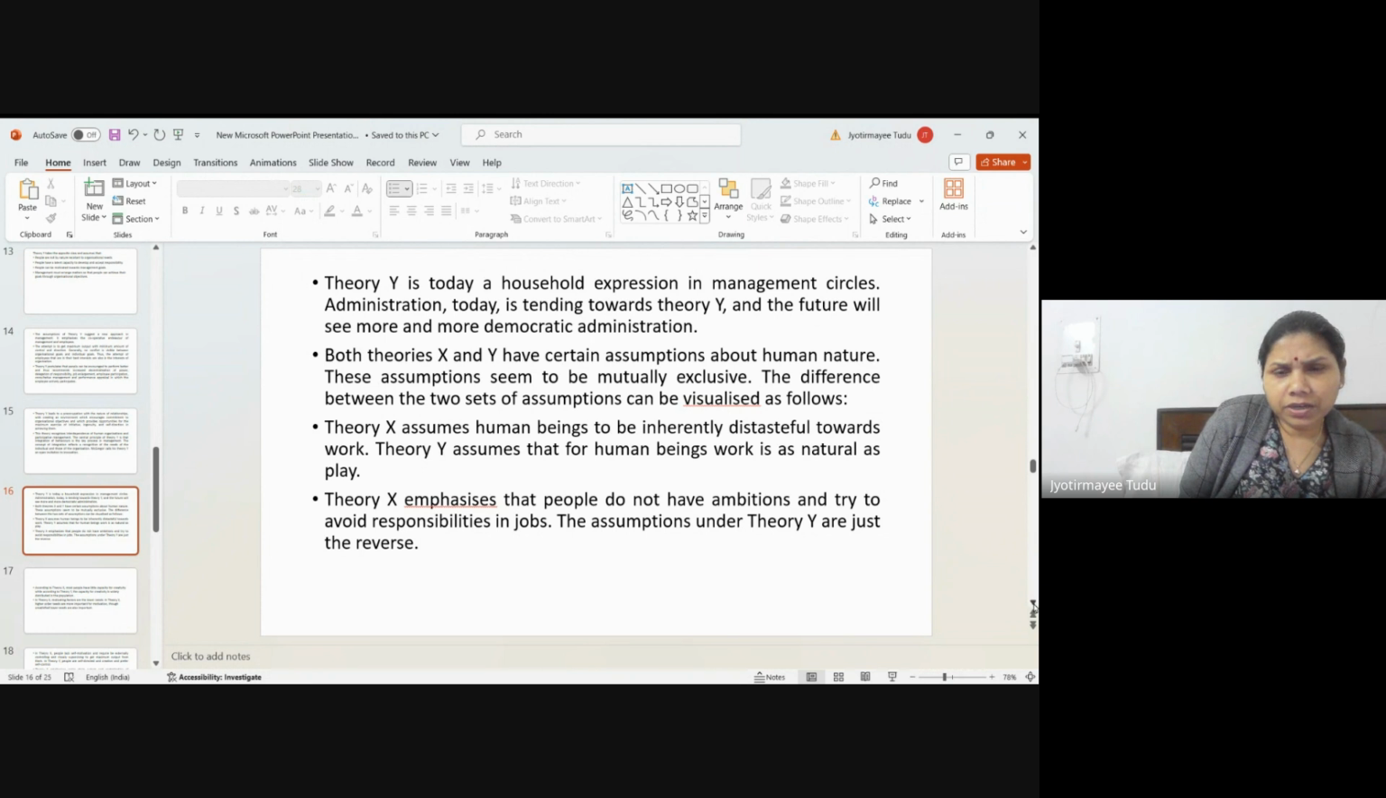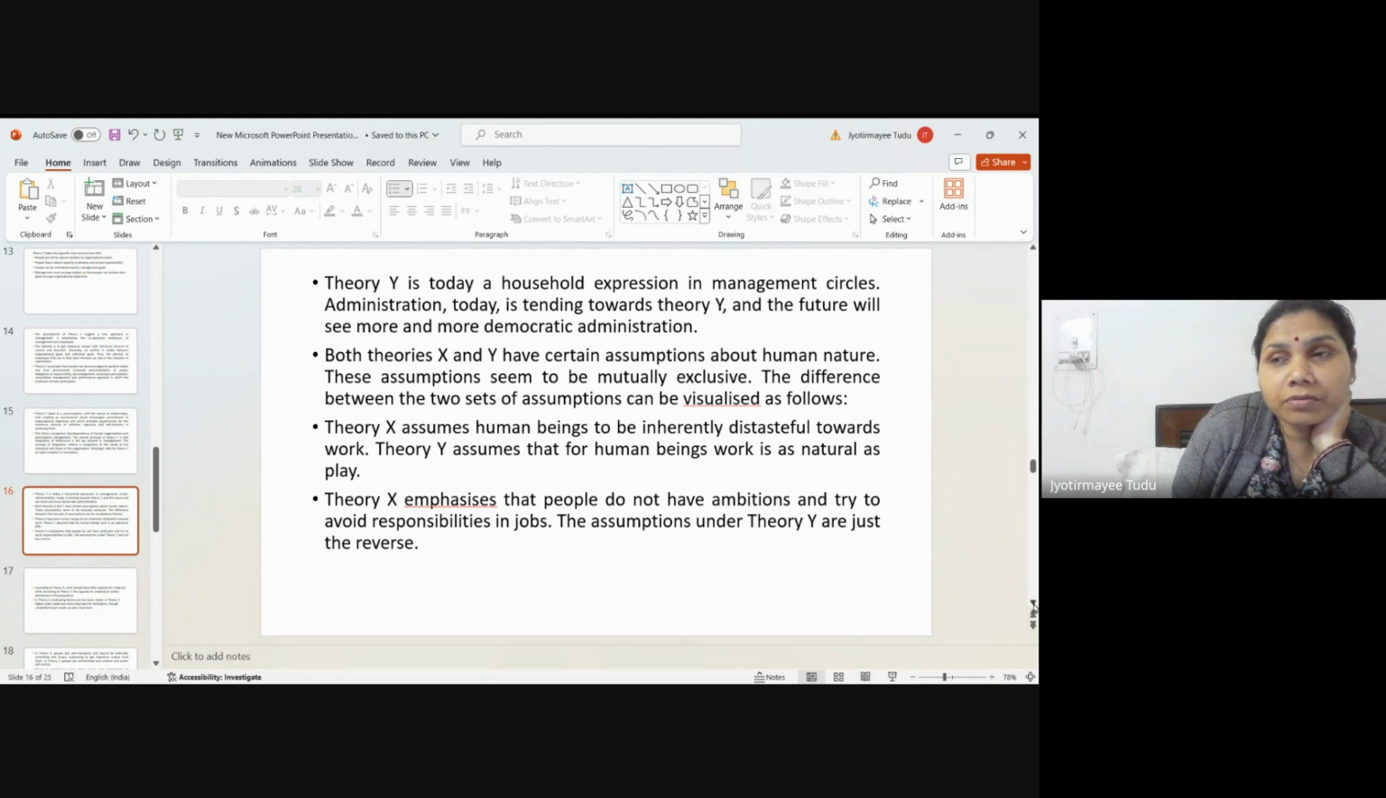So if we compare both the theories, X and Y, they have certain assumptions about human nature, and these assumptions seem to be mutually exclusive. The difference between the two sets of assumptions can be visualized as follows. Theory X assumes human beings to be inherently distasteful towards work, and theory Y assumes that for human beings, work is as natural as play. Any kind of human being can't distance himself from work.